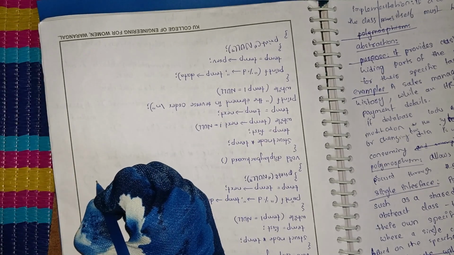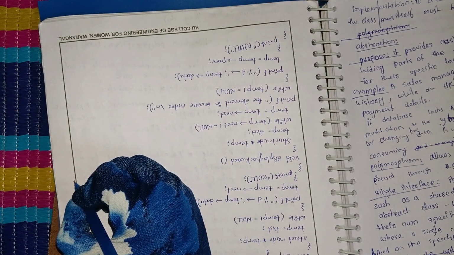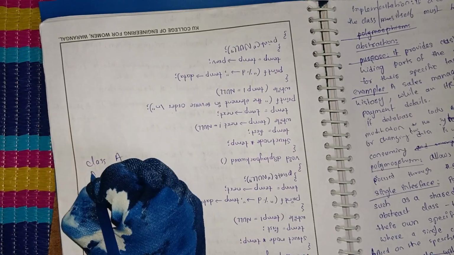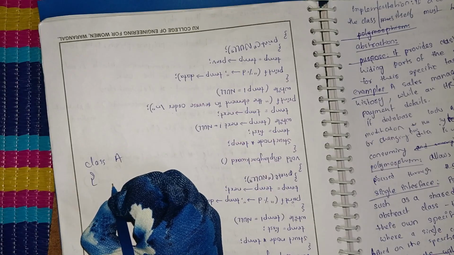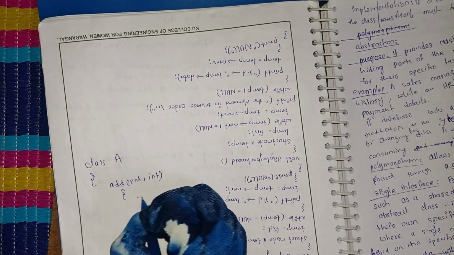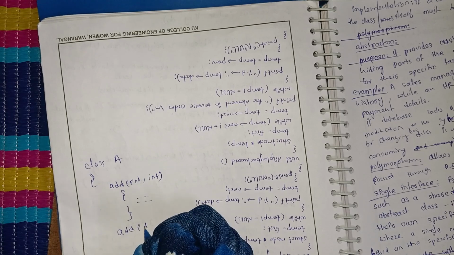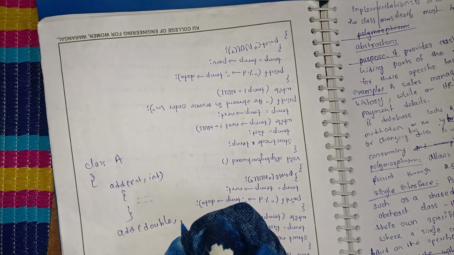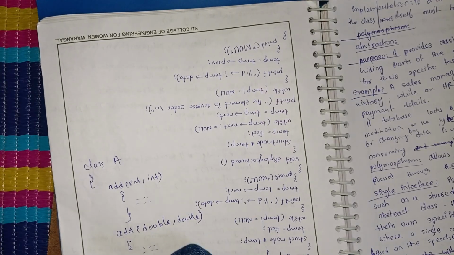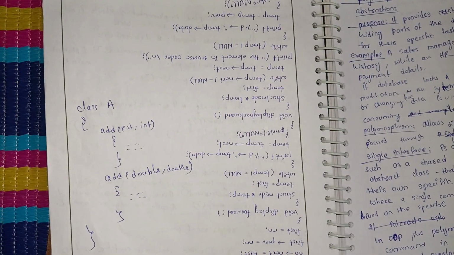A method overloading example, the definition meaning, will be like this. One class is there, class A. In this one method is there, add(int, int). Then some code is there, and another method is there but with other data types, meaning different parameters. So this is the meaning of the definition of method overloading.